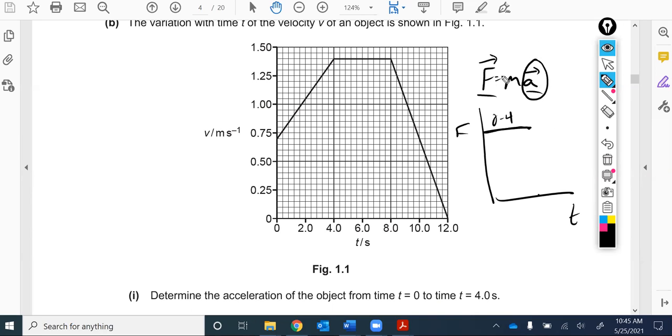1 kilogram times 0 is 0 net force, and so it's going to drop down to 0 for 4 seconds, from 4 to 8 seconds. And then here, there's a force causing deceleration, right? So again, there's a constant slope here.